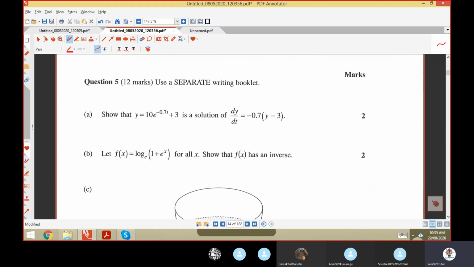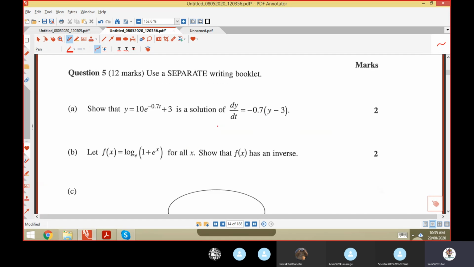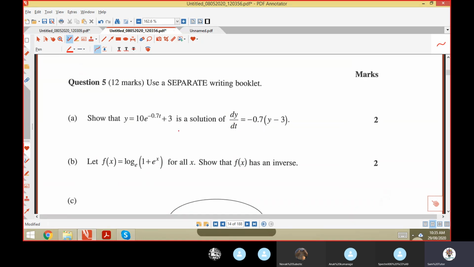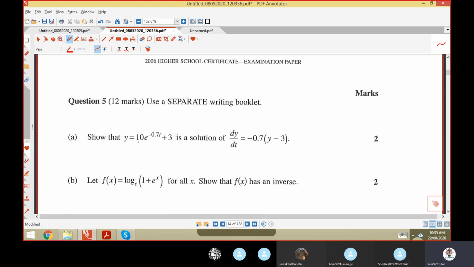Show that this is a solution of this. That means pretty much do what to it? Differentiate it, and hopefully end up with this result. What's the derivative of an exponential? It is still an exponential. So I won't do that question.